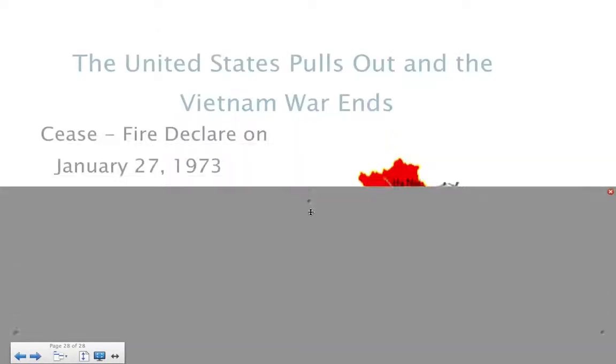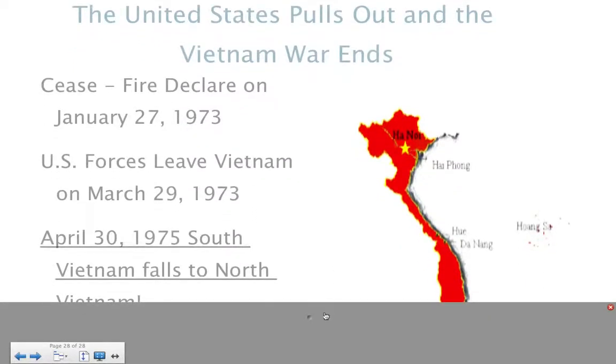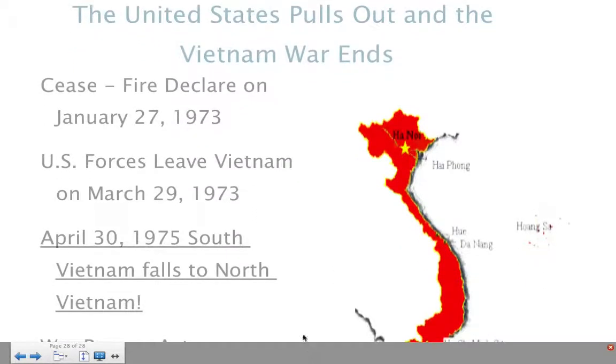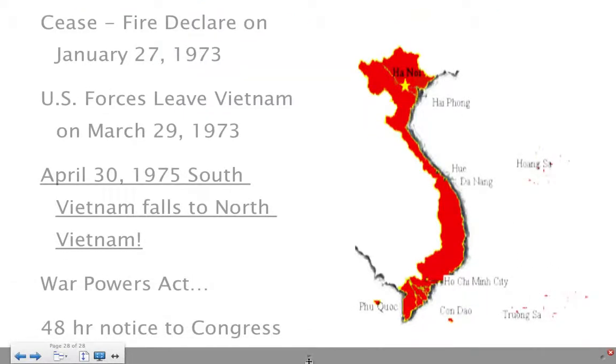The United States pulls out of the Vietnam War. A ceasefire is declared in '73. U.S. forces leave Vietnam, and in '75, South Vietnam is unified with the North, declaring it a communist nation.